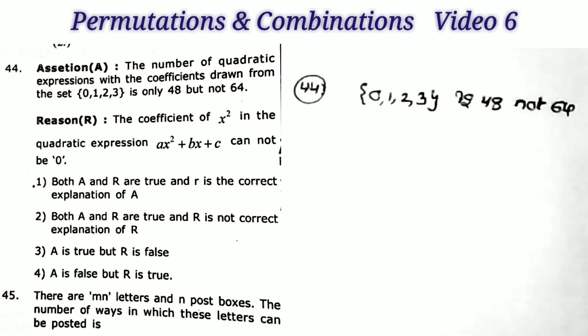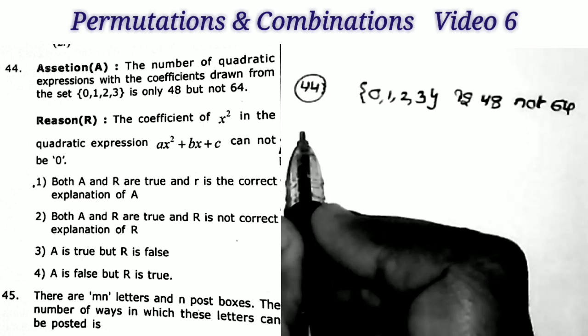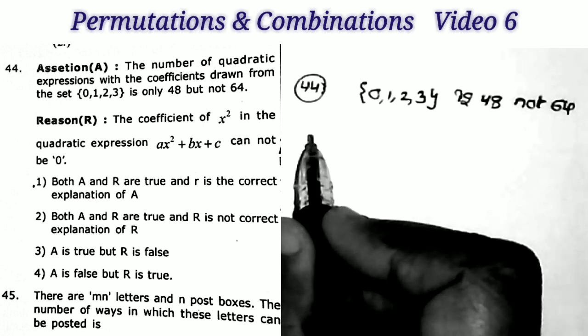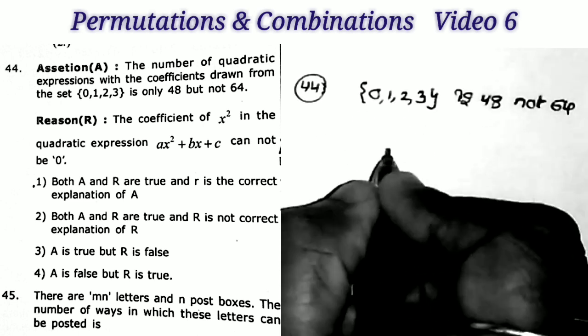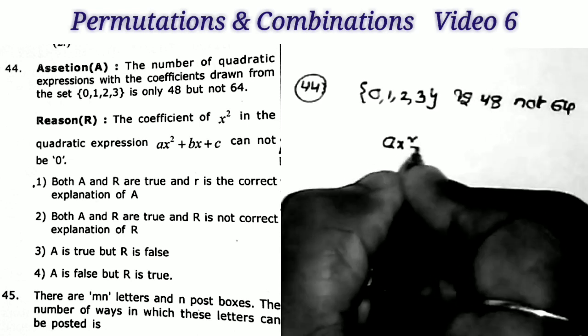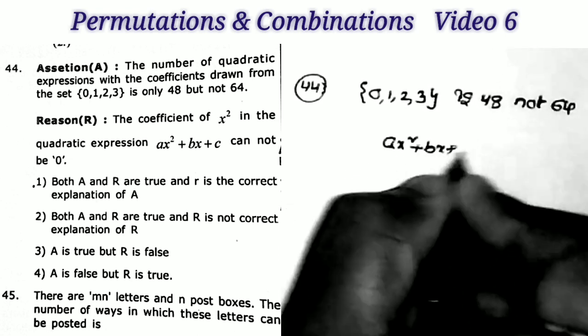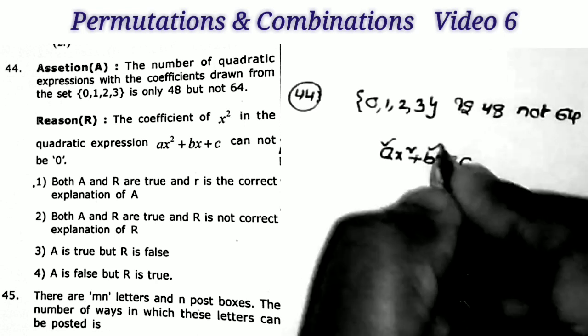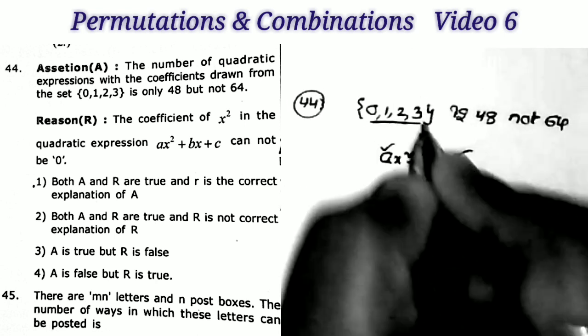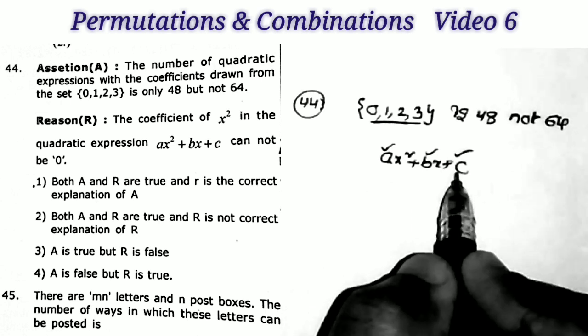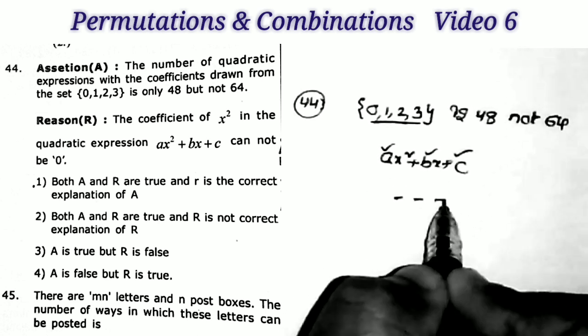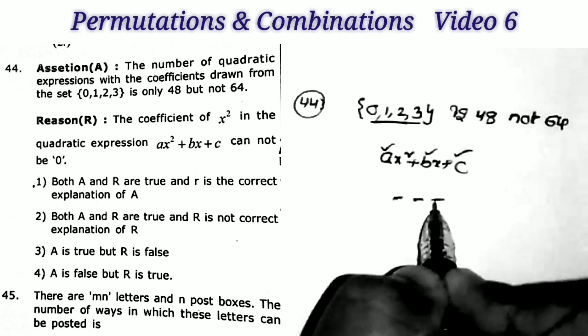Okay, so first listen. What is the first statement, the assertion? The number of quadratic expressions with the coefficients drawn from 0, 1, 2, 3 is 48. What is the quadratic expression? Ax square plus bx plus c. That is, we have to select three numbers from these four numbers. To form the quadratic expression, we want three values a, b, c. That is, we want to fill the three gaps here. We want the a, b, c three values.